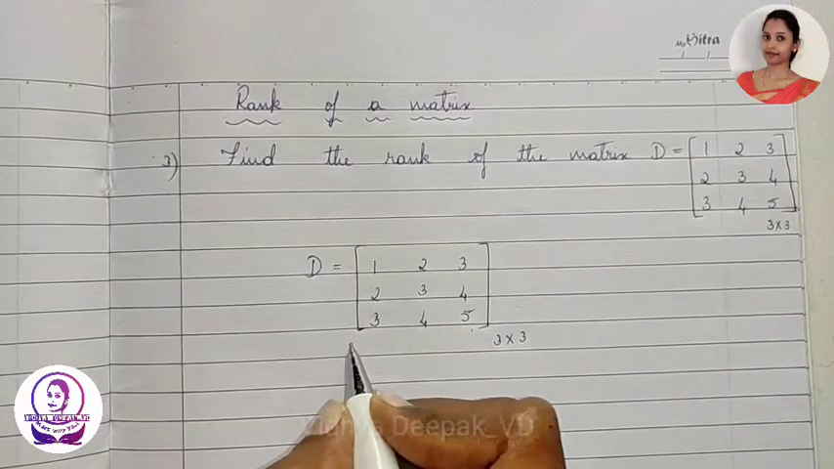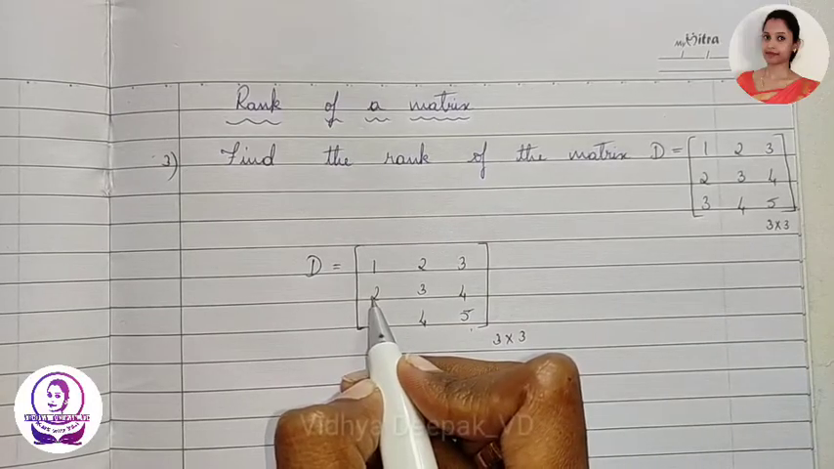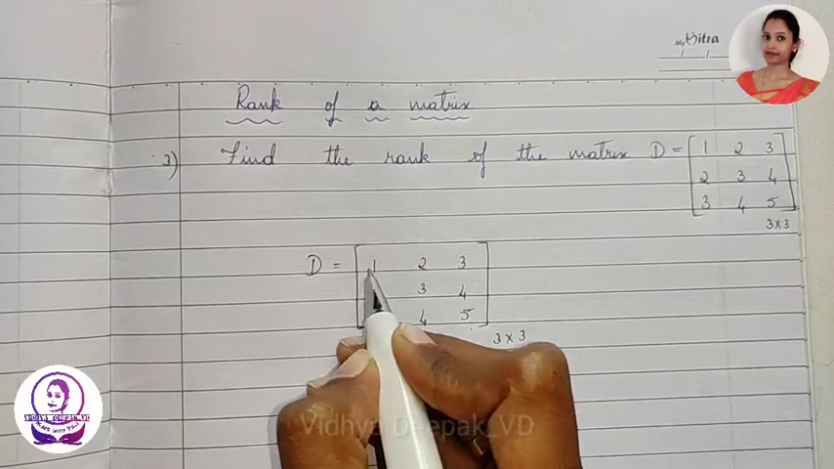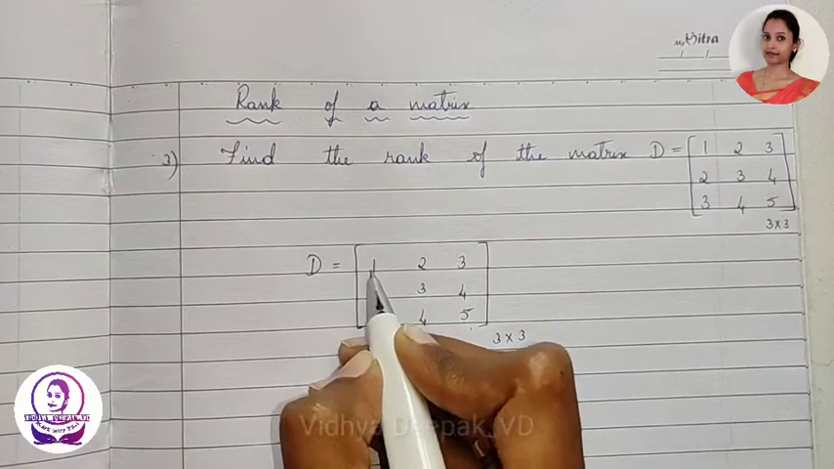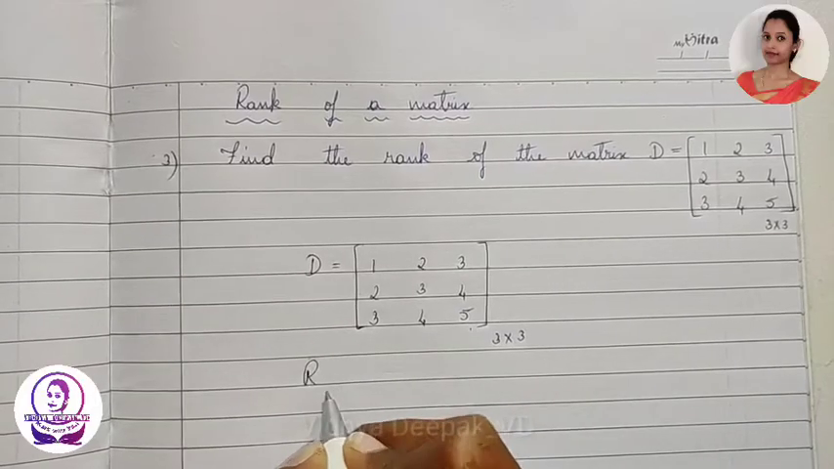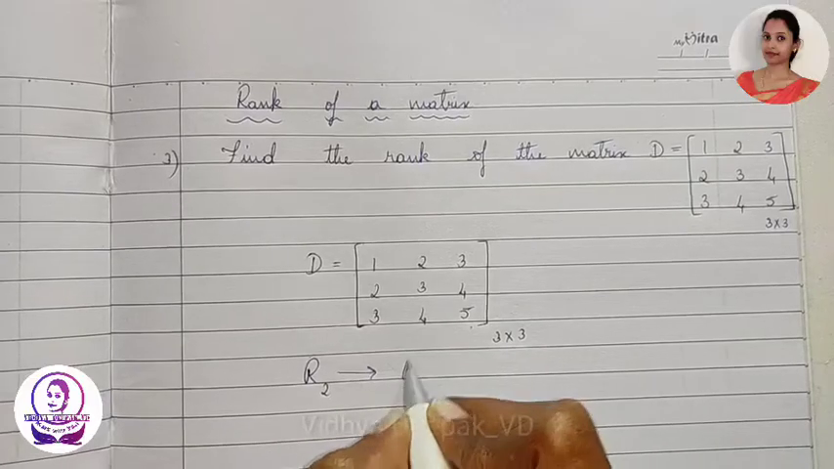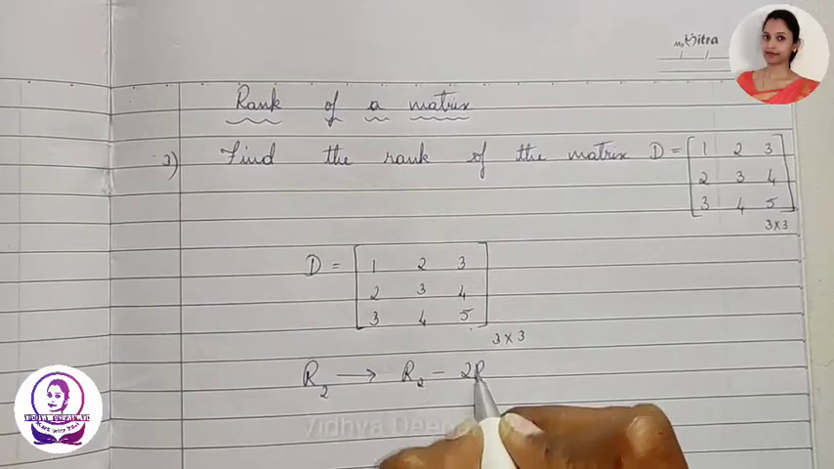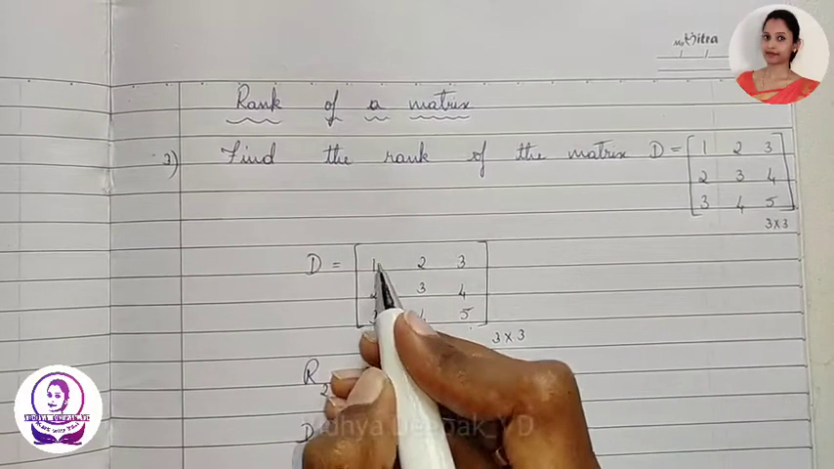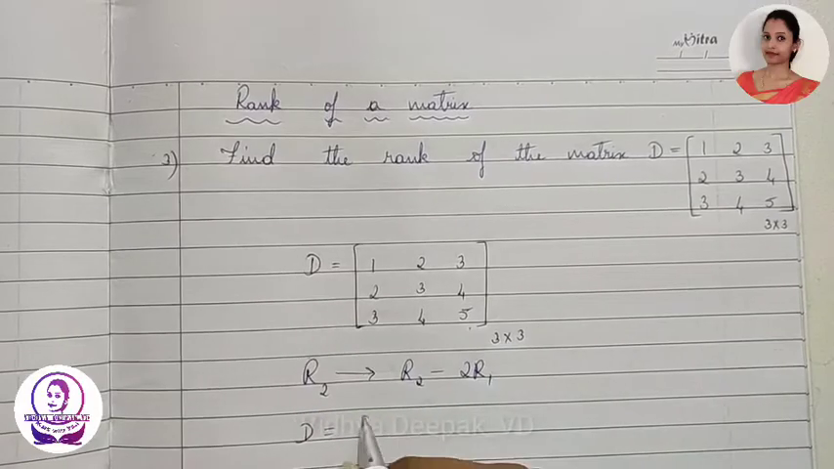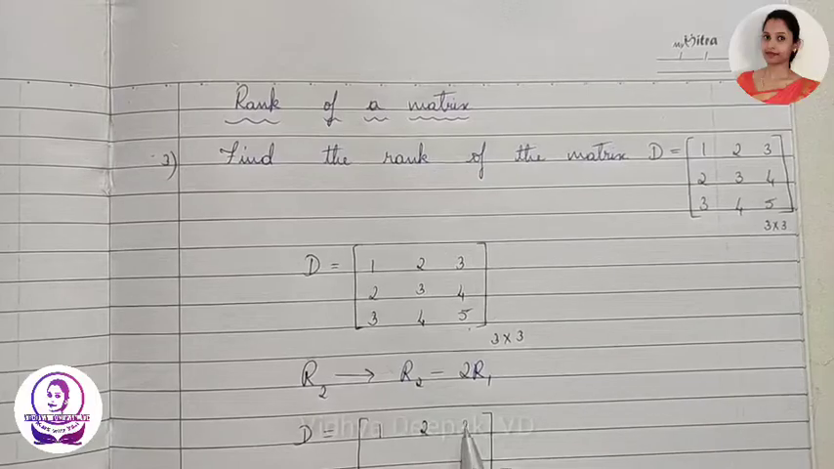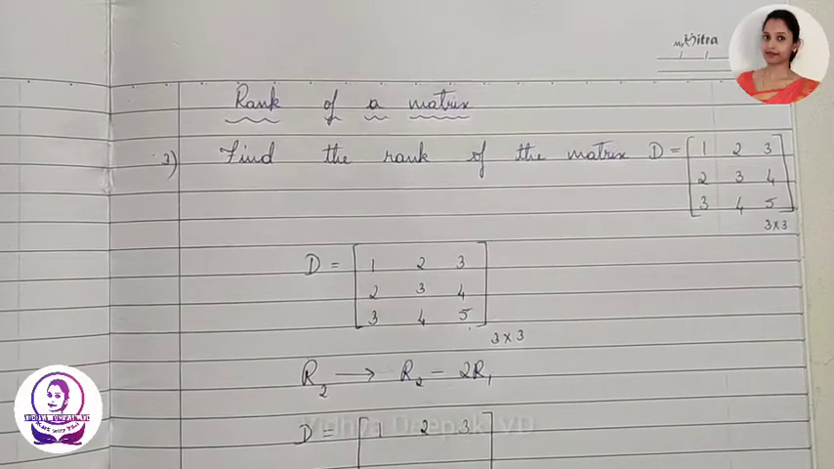So first operation, what can we do? In order to make this number 0, you have to multiply this row with 2 and subtract, right? This becomes 1 2s are 2, 2 minus 2, 0. So we have R2 becomes R2 minus 2 into R1. So we have 1 2s are 2, 2 minus 2 is 0, right? We are changing only R2, so the rest of the two rows remain the same.